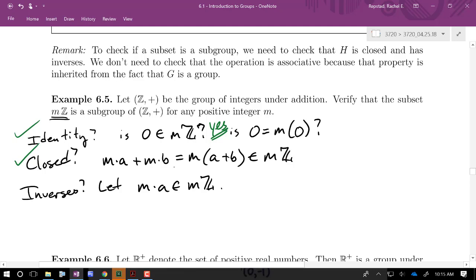So its inverse element would be negative ma, which we know exists in the integers, right? Because Z, the integers, is a group itself. We just want to make sure that it exists in this subset. And of course, negative ma is still a multiple of m. So mZ does contain inverses. And the fact that addition is associative is inherited from the larger group, so we don't need to check that. We know it has the identity, it's closed, it has inverses, and that means that mZ is a subgroup of Z. Notationally, the way we write that is with the less than or equal to symbol.